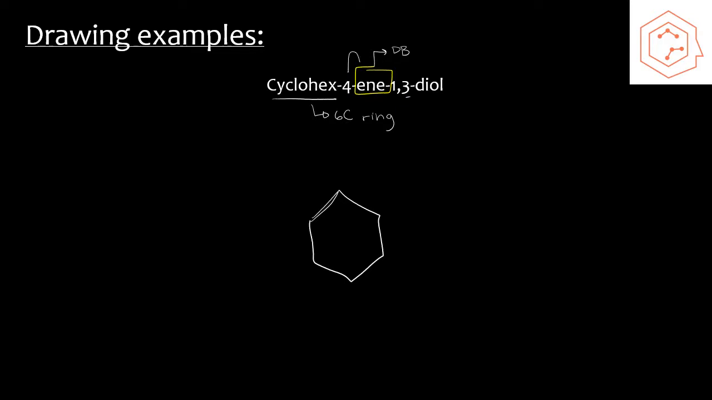at the 4th position. So I'm going to number the carbon chain in this fashion. This is going to be carbon 1, 2, 3, 4, 5, and 6. We know that the double bond is going to be at carbon 4. So I'll just draw another line, and there we go. That indicates that there is a double bond there.